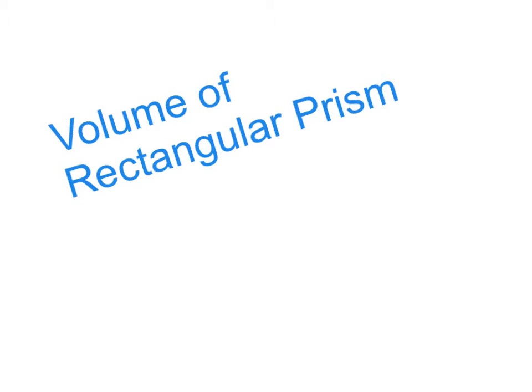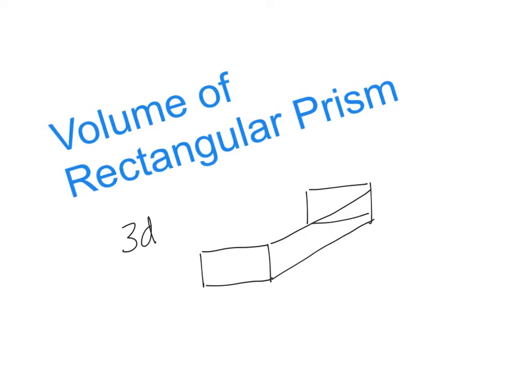Today we're going to be talking about volume of a rectangular prism. This is when we start our 3D shapes, three-dimensional. That means we take a rectangle and we have another rectangle and those sides are joined and it becomes a three-dimensional object. Okay, so in this case right here, this is a rectangular prism.